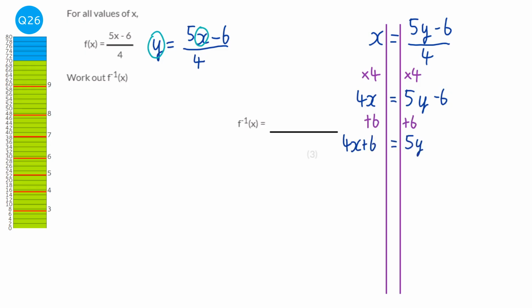And then finally we're going to get rid of that times 5 there by dividing both sides by 5. So we've got 4x plus 6 over 5 equals y. And we use y as a replacement for the inverse function of x. And so we're just going to say the inverse function of x, which is what that minus 1 means. It means inverse, equals 4x plus 6 over 5.